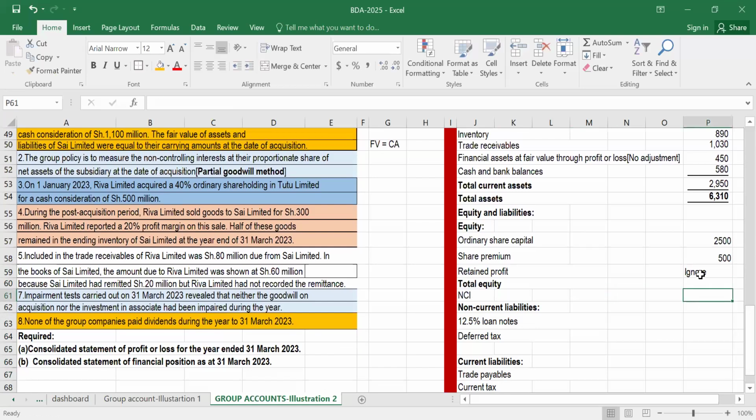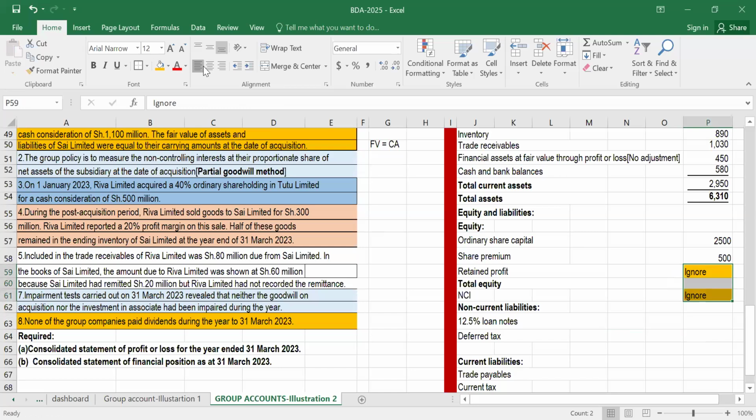Equally, we said that this is also another item which you just also need to ignore. The computation of this is also quite engaging, quite involving, so we can also ignore that one. So those two items, NCI and basically the group retained earnings, you don't have to compute them.